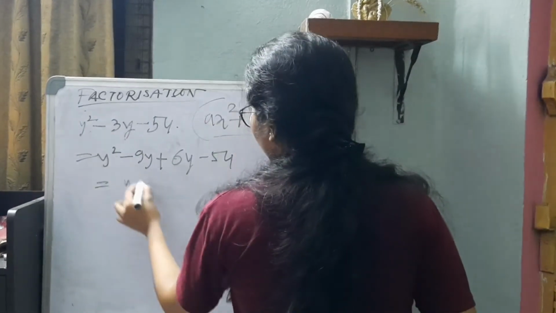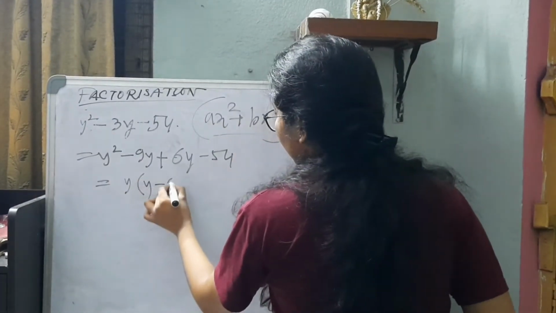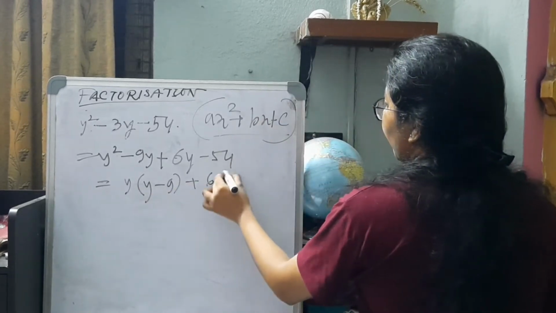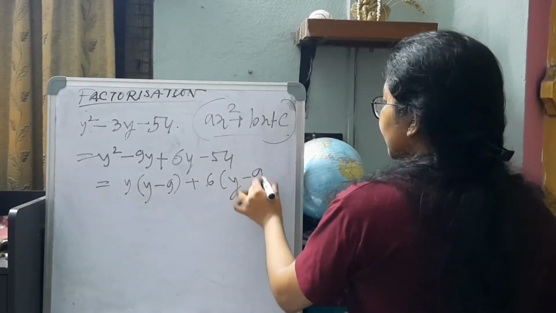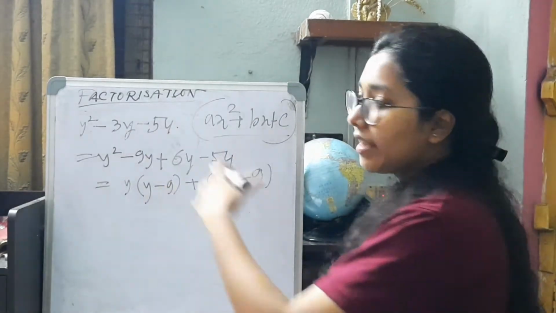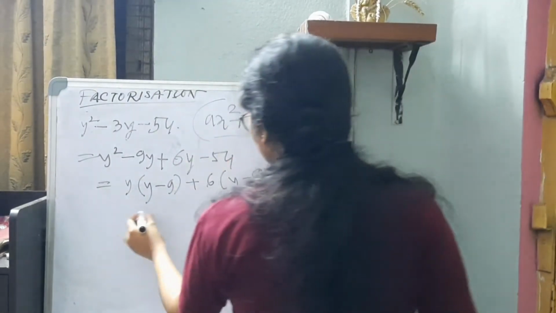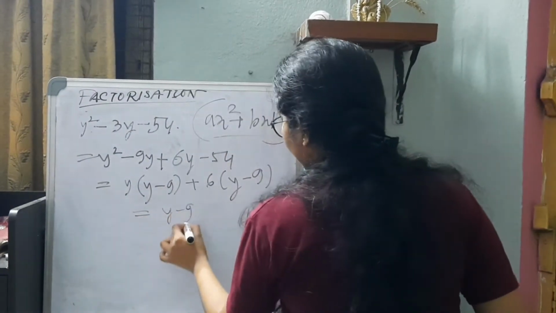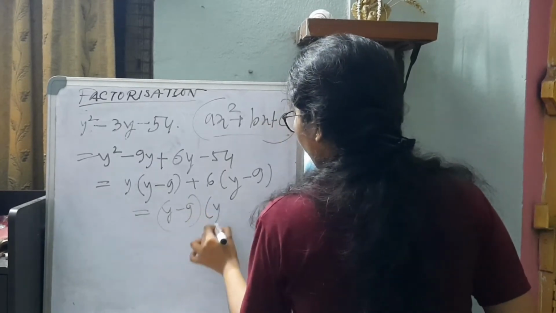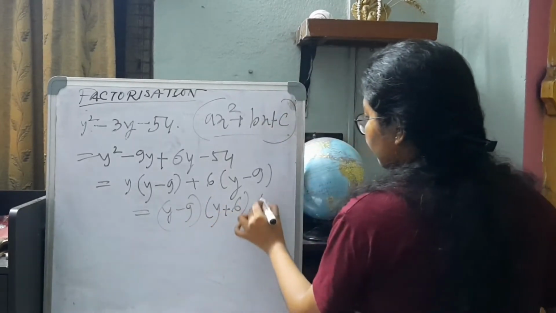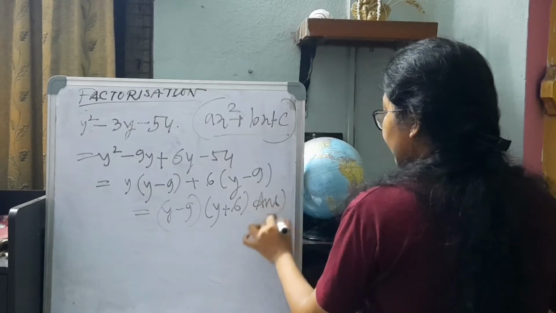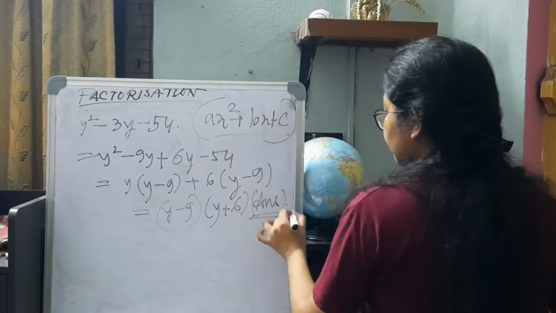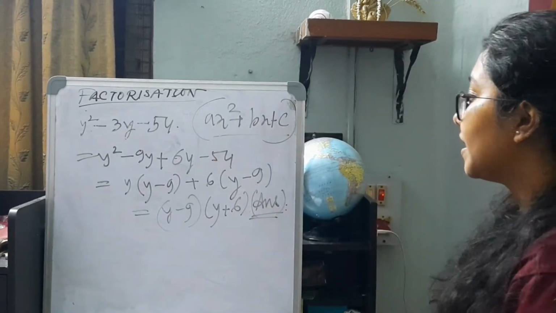So it is taking y common from the first part and taking 6 common from the second part. Now this step is just like what we have been doing in the previous videos. Y minus 9 into y plus 6, isn't it? So this is how it has been done.